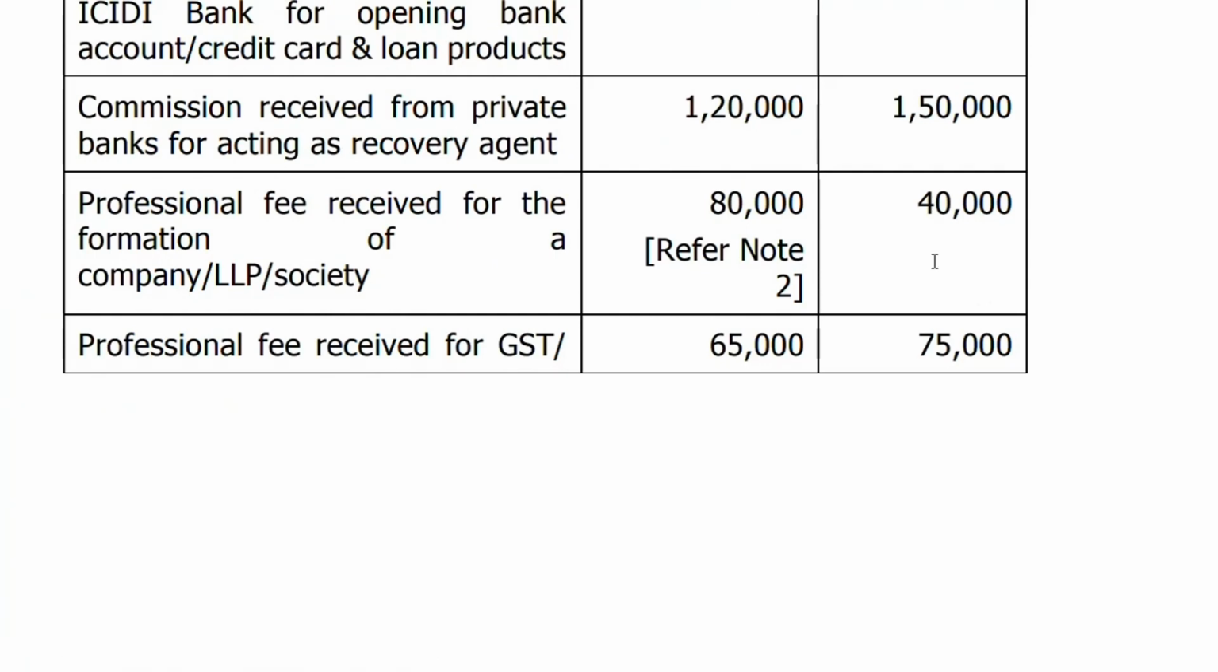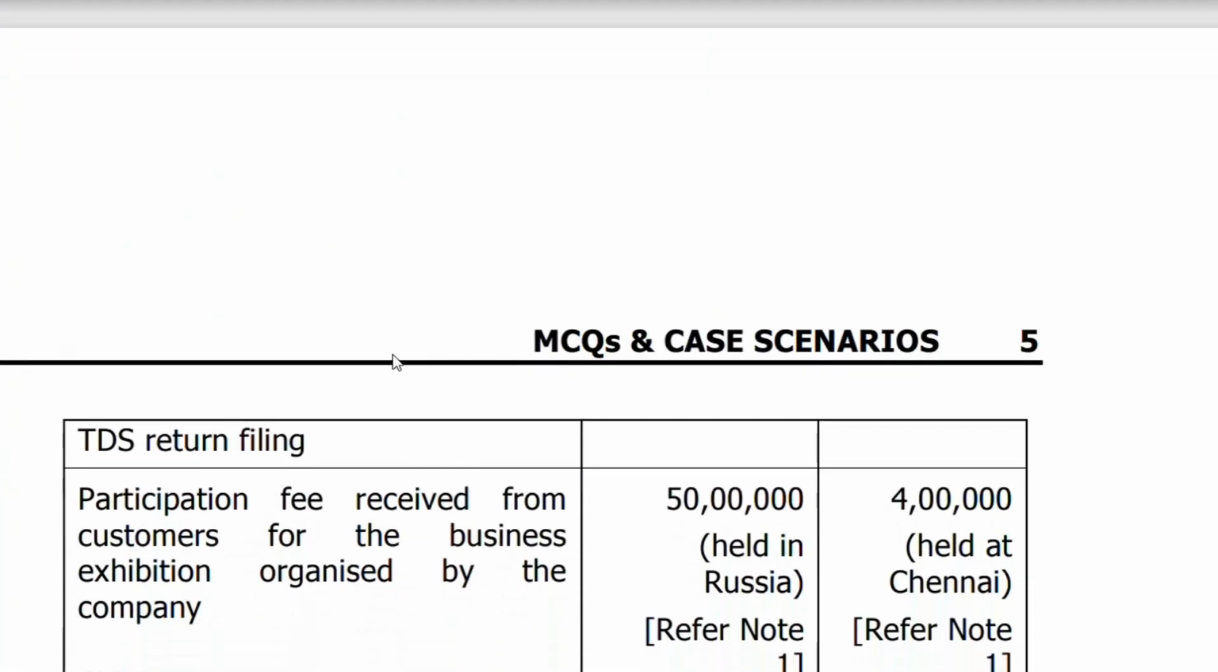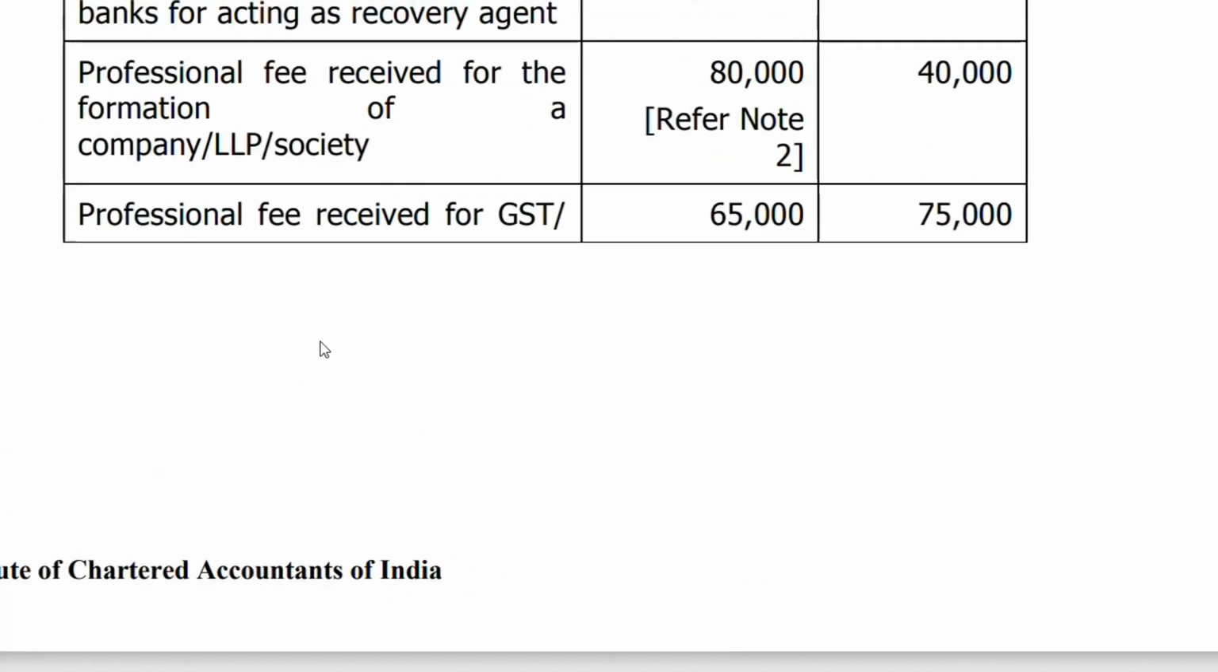There is nothing in the Mumbai branch. Okay. Now, professional fees received for GST or TDS return filing, again one of consultancy service, directly under the forward charge mechanism. So here 65,000 and 75,000.